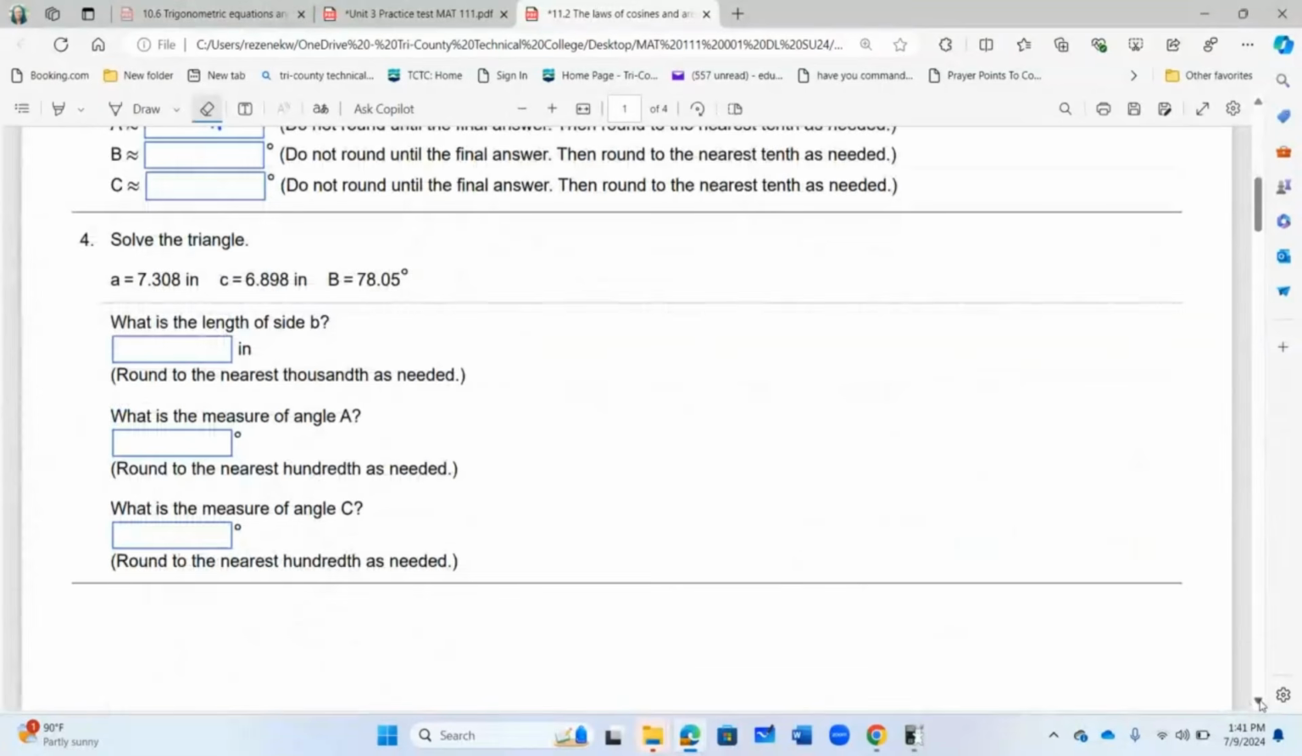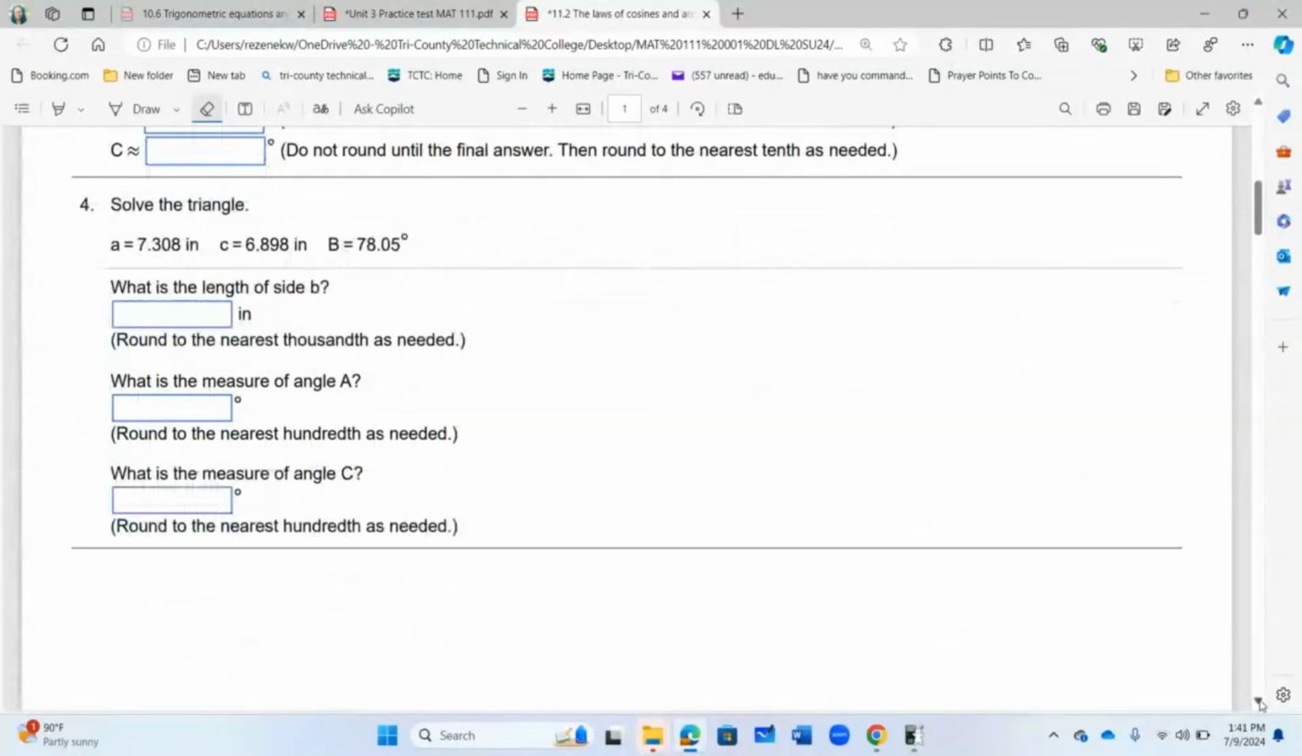Okay, we can do this number. We are given a triangle and we are told to solve the triangle: find all the missing angles and sides. So I am going to draw the triangle and I'll label it.